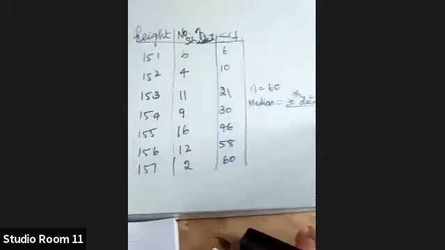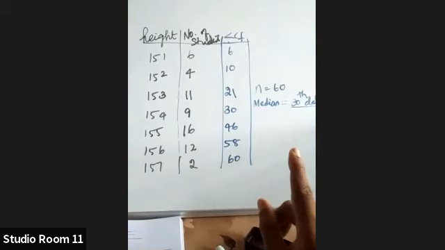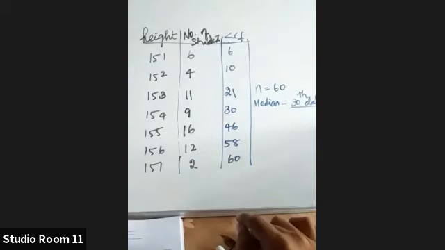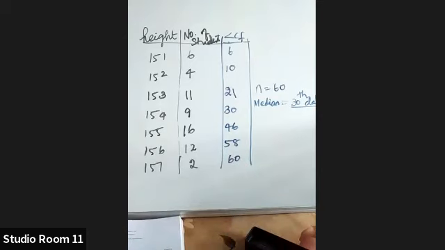Good afternoon. Let's continue with the problem that we were discussing earlier. In the previous period we were solving problems finding quartile deviations. So we're finding the quartiles. The data is given, height is given, number of students is given. We find the less than cumulative frequency, and we are getting n as 60.